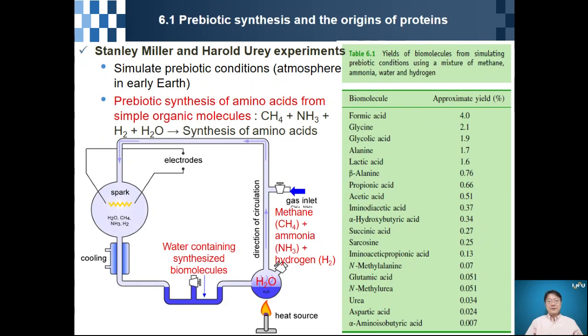So in this slide, I will explain the first subject, prebiotic synthesis and the origin of the proteins. In the early 1950s, Dr. Stanley Miller and Harold Urey performed an experiment. They simulated prebiotic conditions, especially the atmospheric conditions in early Earth. The atmosphere in early Earth is composed of methane, ammonia and hydrogen. And also the early atmosphere is composed of water, H2O.